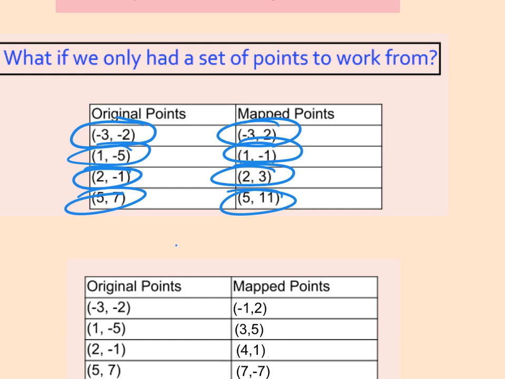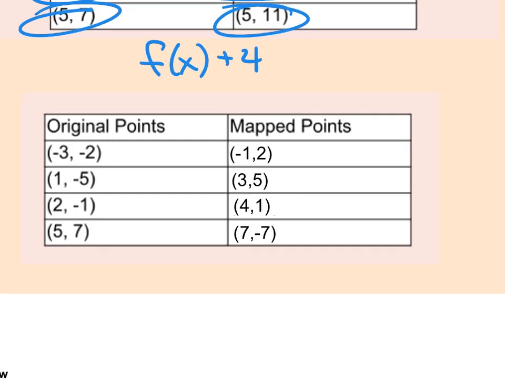So if I don't know my function, I just use f of x. And it looks like it's happening in the y. It looks like we're going up 4. So I'm going to take my f of x and on the outside write plus 4. Okay, let's try it again.